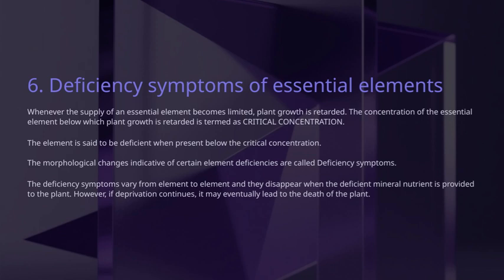Now, whenever a particular element is present below a certain critical level, we say that the element is deficient. This critical level is key because it marks the point where the plant's growth starts to be affected. When the supply of an essential element becomes limited, the plant's growth slows down or gets retarded. This specific level of the element, below which growth is affected, is called the critical concentration. Understanding these deficiency symptoms is crucial because they help us diagnose nutrient problems early and take corrective action. It connects directly to our broader goal of ensuring healthy plant growth and maximizing productivity.